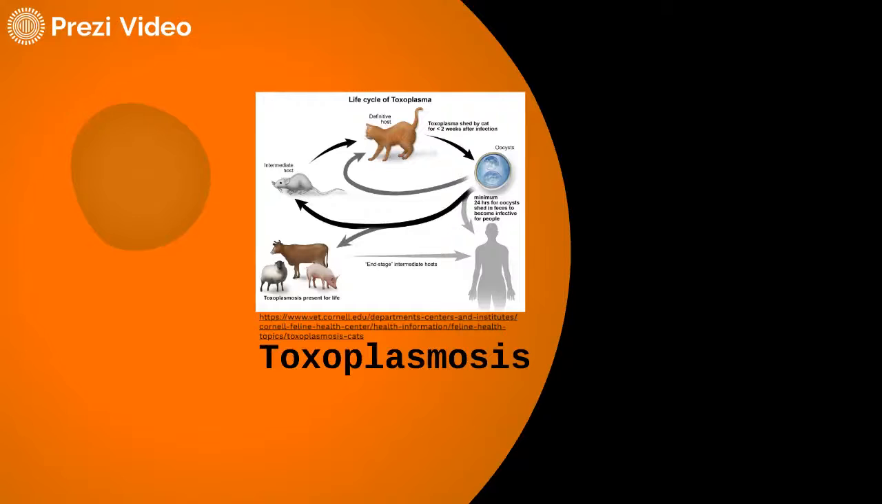Toxoplasmosis cells invade the small intestine, multiply, and then spread through blood and lymphatic systems. This disease occurs when contaminated meat is consumed. Prevention of toxoplasmosis includes washing fruits and vegetables, avoiding undercooked or raw meat, and not consuming unpasteurized milk.